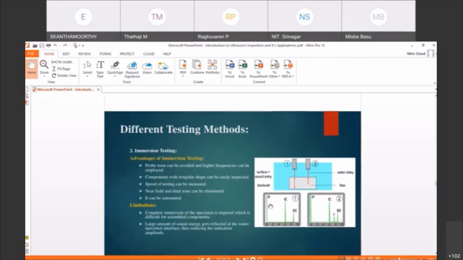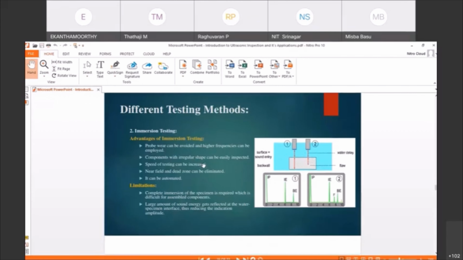See, these are the initial pulse from the material. This one is the water delay, surface and back wall, and if any flaw is there, it shows up. These are the two different techniques. One is immersion, and one is contact method. Here we have seen the methods we use for inspecting.